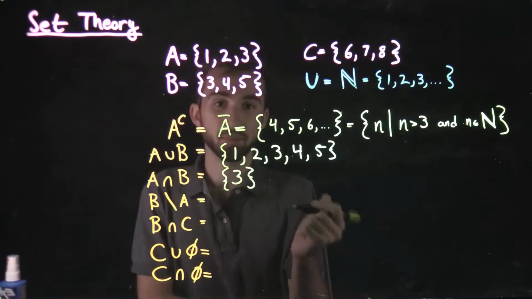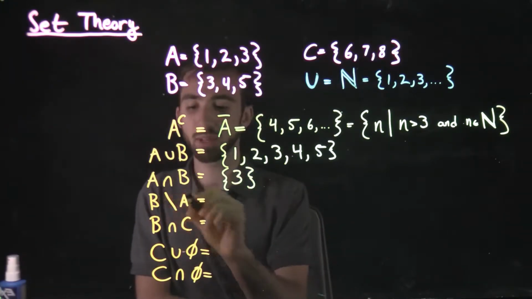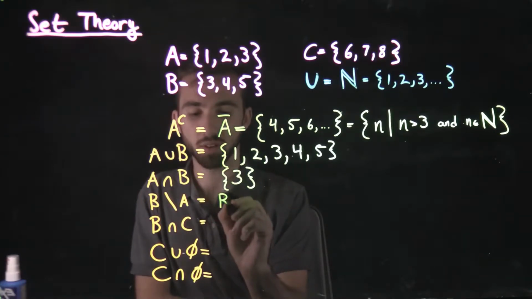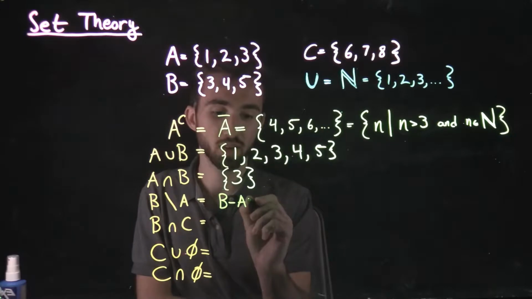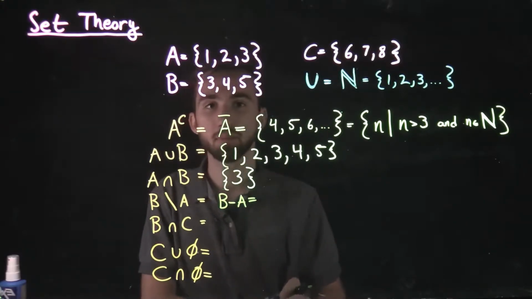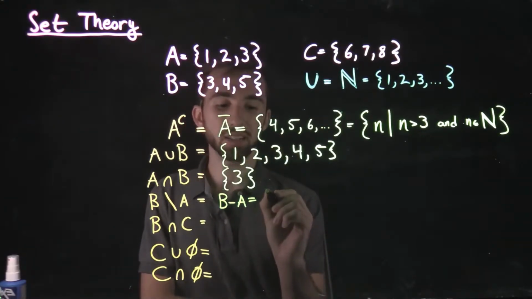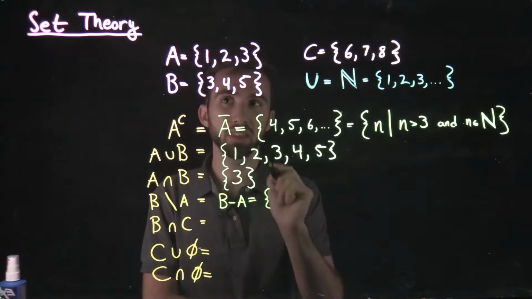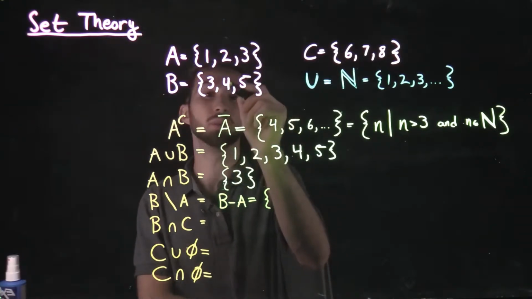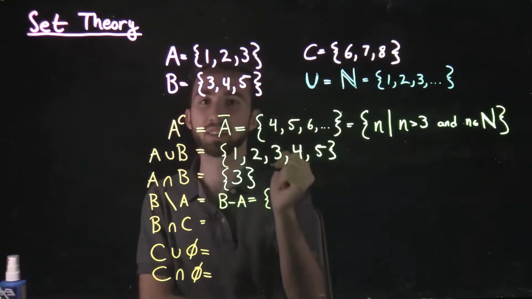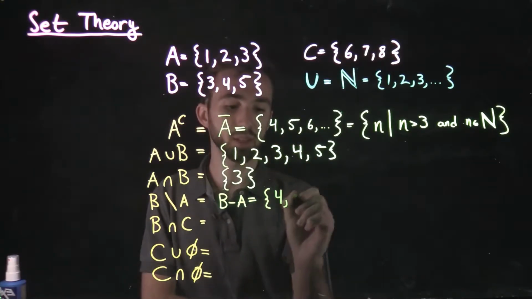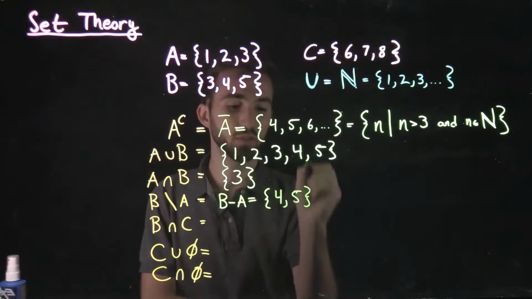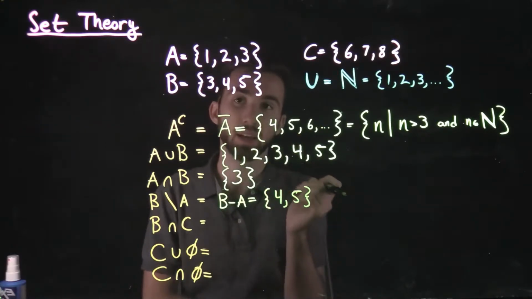Now let's look at B minus A. Remember, this means the set difference, so we could have also written it out this way. I prefer the backslash notation, that's why I use it, but it's the same thing. Where B minus A is everything in B that is not inside of A. So from before, 4 and 5 are not inside of A, but 3 is. So we don't include 3 because it's in A, but we include 4 and 5 because they're not in A.